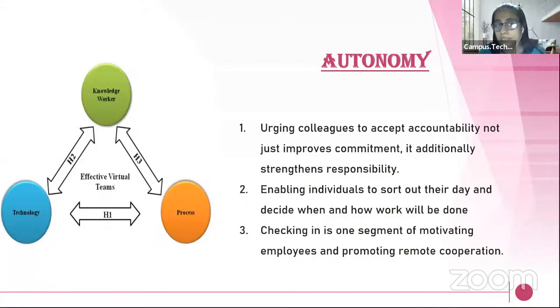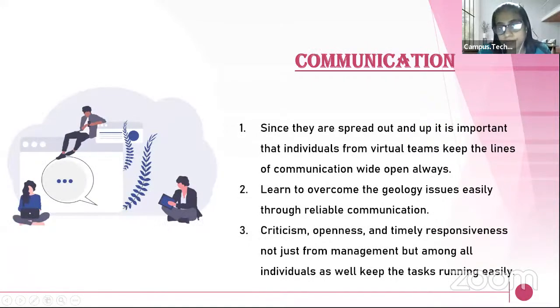For me, one is autonomy. Autonomy means urging the colleagues, telling the colleagues to accept accountability, which not only improves the commitment but also strengthens the responsibility. Autonomy should be there. The next element for me is communication.